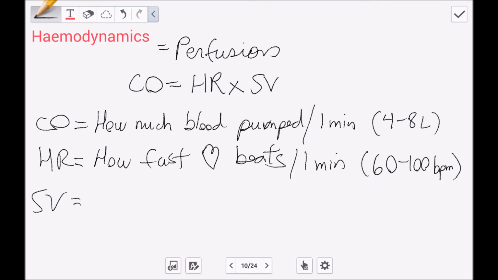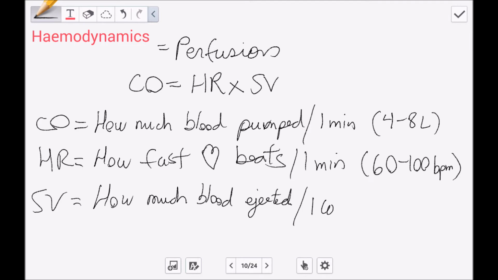Stroke volume is how much blood is ejected with each contraction, with each heartbeat. How much blood ejected per one contraction or one heartbeat. Okay, and this is usually anywhere between 50 milliliters to 80 milliliters, which is the same thing as cc.